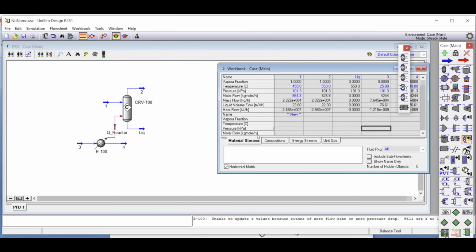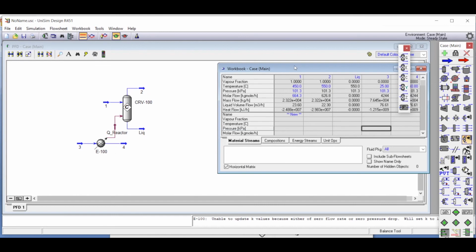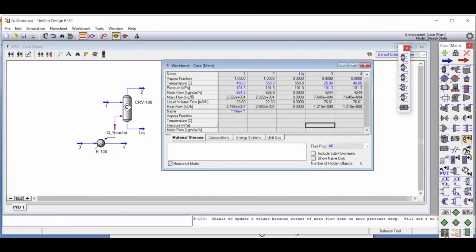Okay, and if you want to see the water with the heat load, that is the amount of heat that has to be taken out from the reactor. And what is the flow rate of the stream coming in? Here, as you can see, the mass flow is 7.46 times 10 to the power 4 kilogram per hour, the coolant water stream flow rate that is required to maintain the product temperature at 550 degrees Celsius.